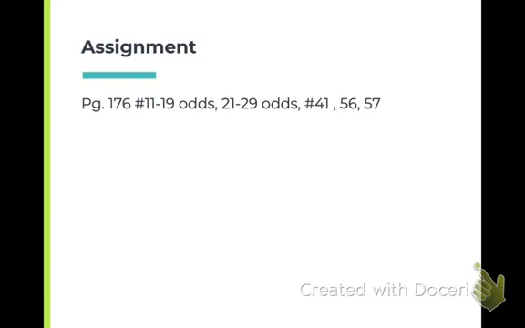The answer key is also posted in Canvas if you'd like to check along the way to make sure you're doing things correctly. And you should now have about 20 minutes left to work on this and hopefully get this done so you don't have any homework tonight. So use your time wisely.